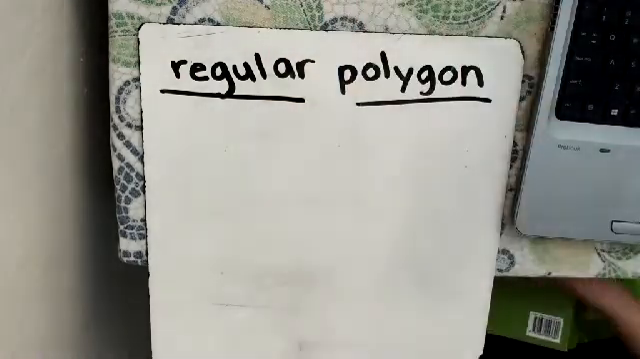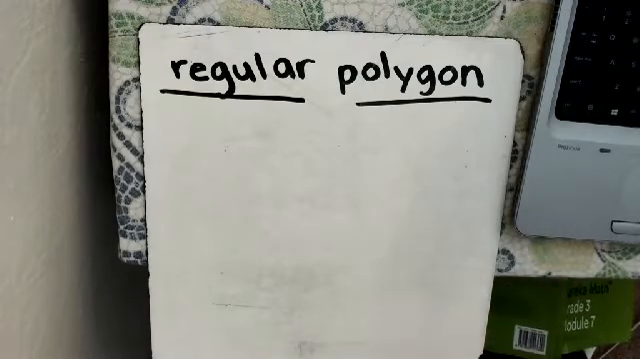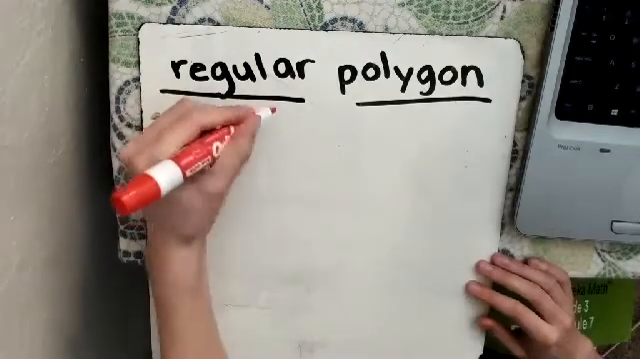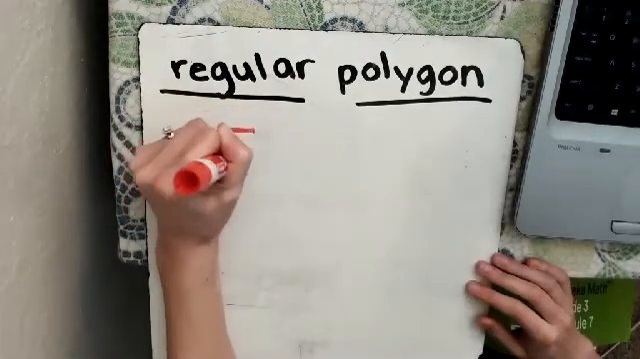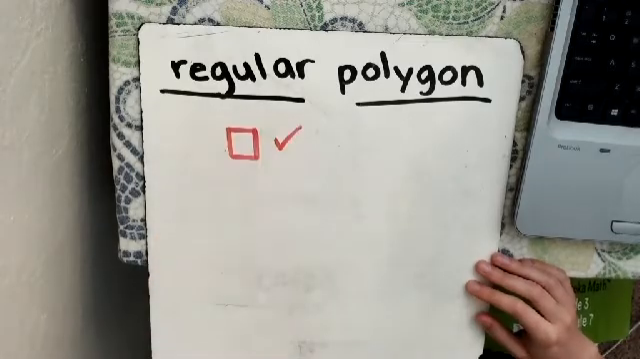We're going to do a quick activity. I'm going to draw some polygons. You're going to say yes if it's regular or no if it's irregular, which means not regular. So, is that a regular polygon? Yes, all equal sides.